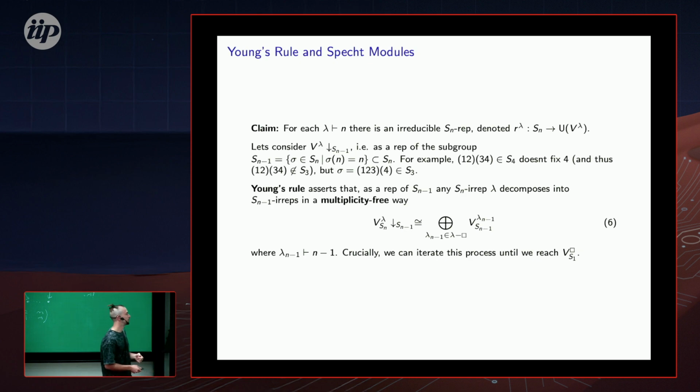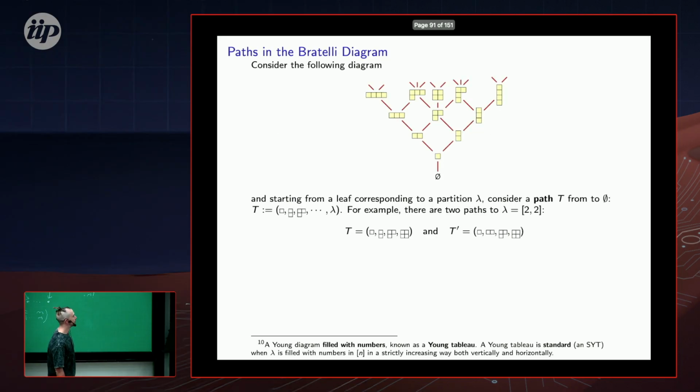And we can take each of the irreps that appear on the right-hand side and restrict to Sn minus 2. And again, it will be multiplicity free. And we keep doing it until we reach the trivial irrep of the trivial subgroup. By doing this, we can think that we are following a path in this diagram of partitions. At each level, we have a partition of n, n minus 1, n minus 2, and so on, which corresponds to a choice of an irrep of the corresponding subgroup.